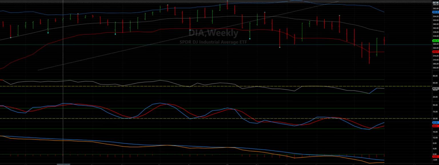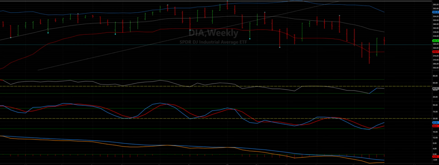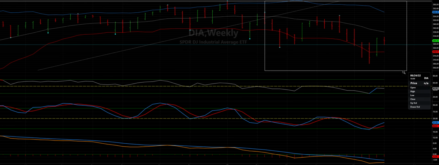So let's go over this. This is a weekly chart of the DIA, because we're looking at our weekly Bollinger Band strategy. I apologize, I said daily earlier. Let me zoom in a little bit on this price action so everyone can see it very clearly.